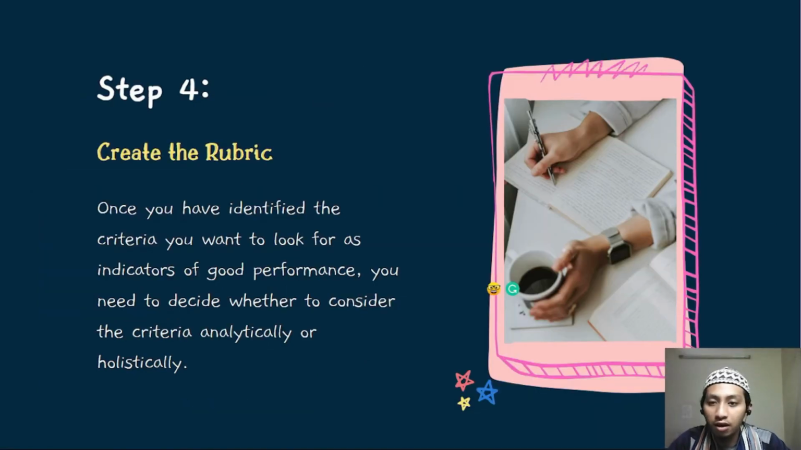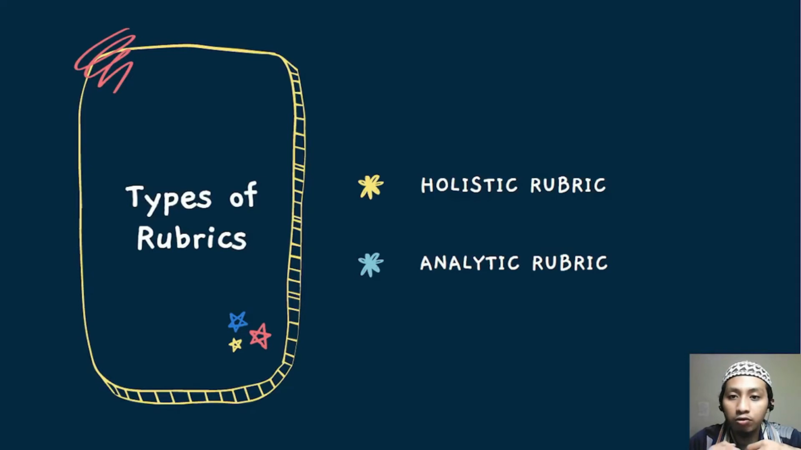Step 4. Create the rubric. Once you have identified the criteria you want to look for as indicators of good performance, you need to decide whether to consider the criteria analytically or holistically. There are 2 types of rubrics. The first one is the holistic rubric and the second one is the analytic rubric.